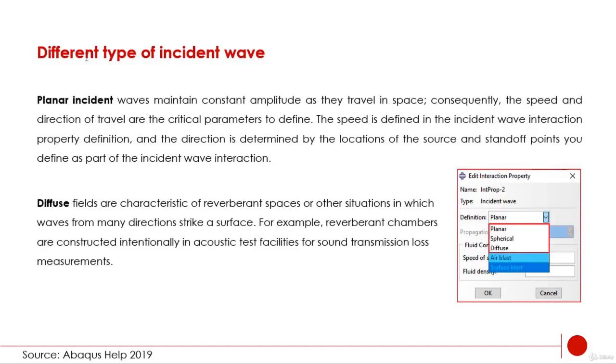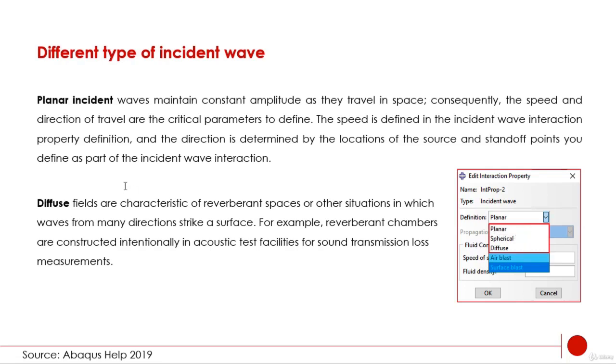So now we have a different type of incident wave. If you remember, we had the air blast in the first part of this course, and surface blast is pretty similar to the air blast, just on the surface. Now we have three more options here: a planar, a spherical, and a diffuse.